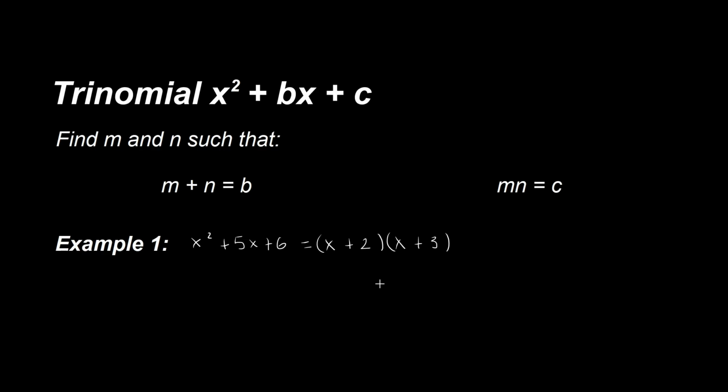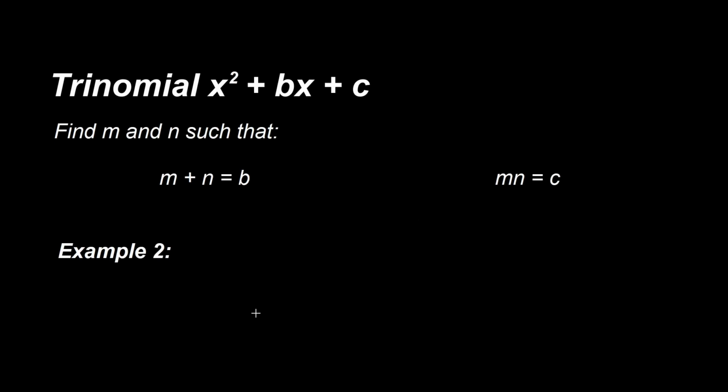Well, we can just come back again to the trinomial by distributing this. Let's see. x times x must be x squared. Then x times 3 would be positive 3x. 2 times x would be positive 2x. And 2 times positive 3 would be positive 6. And there we are. If we combine like terms, we get x squared plus 5x plus 6, and we are done. Let's see another example.